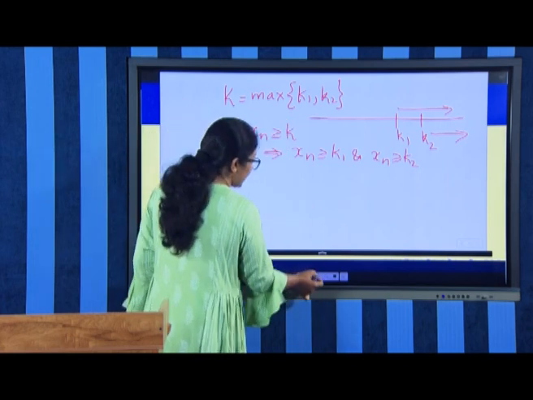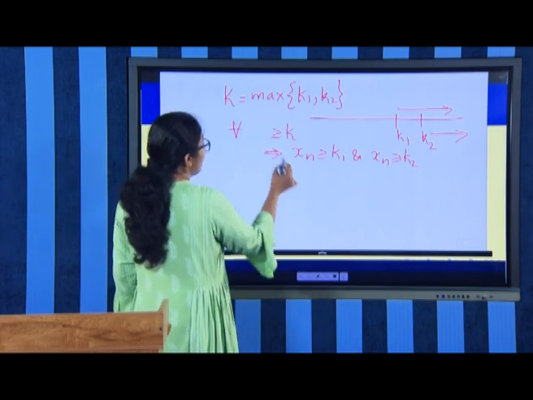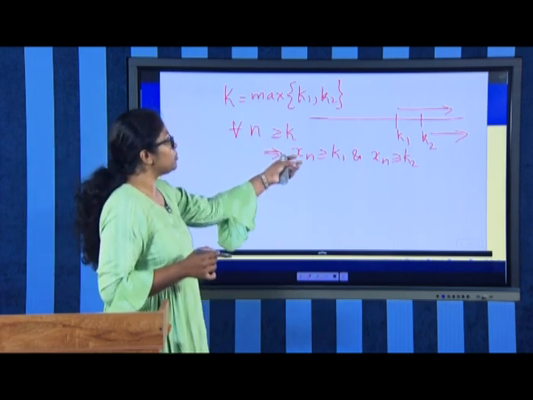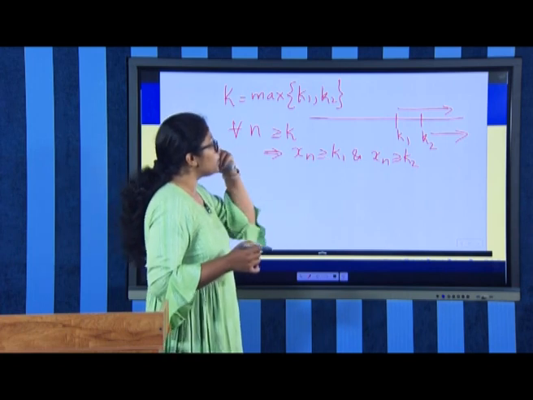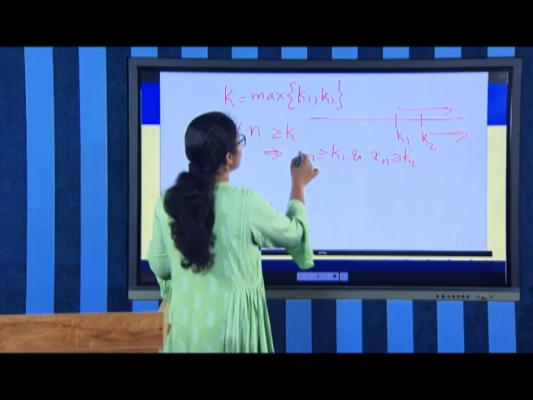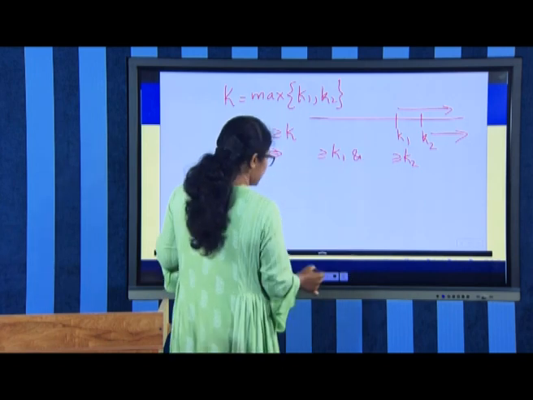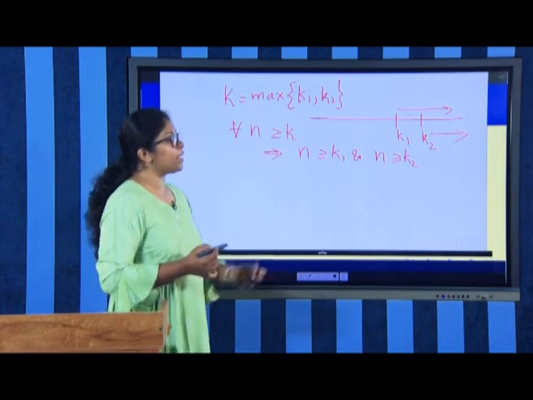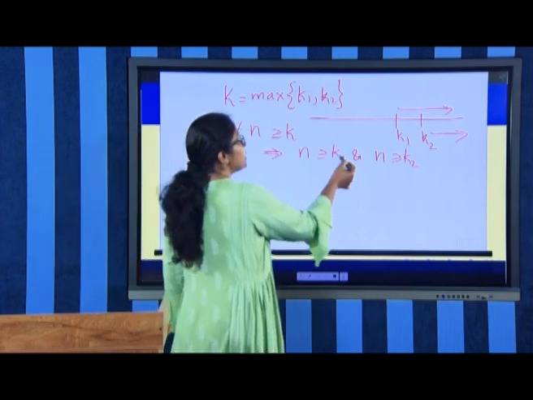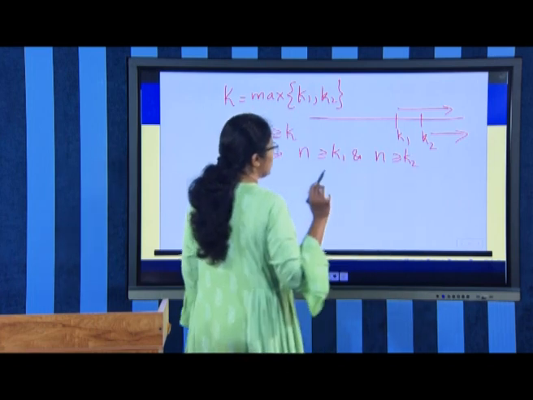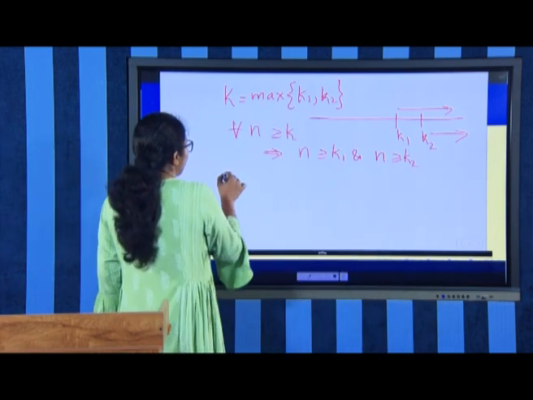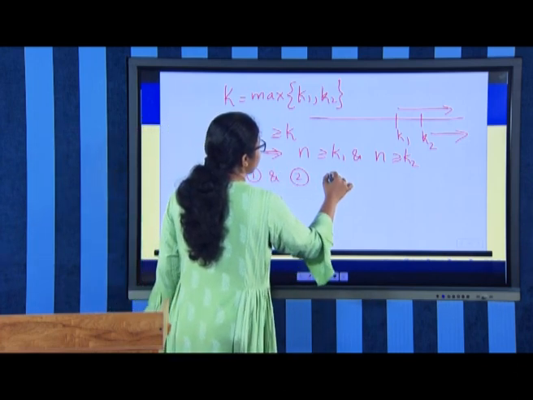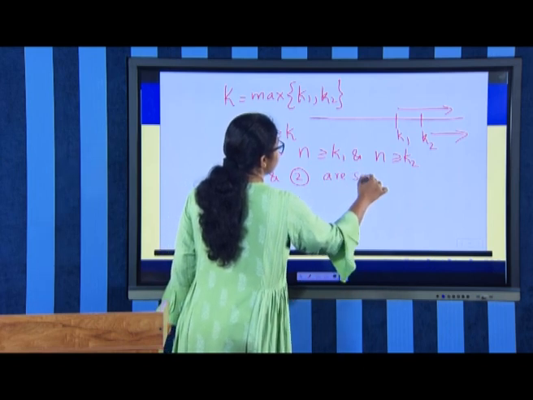So, that means both the conditions will be satisfied for all the numbers n greater than or equal to k. Sorry, it is not xn greater than or equal to k, it should be n greater than or equal to k. For every n greater than or equal to k, n will be automatically greater than or equal to k1 and n will be greater than or equal to k2. Therefore, both 1 and 2 are satisfied simultaneously.